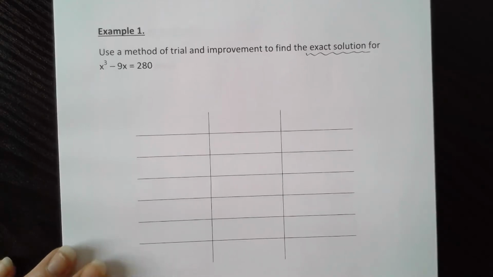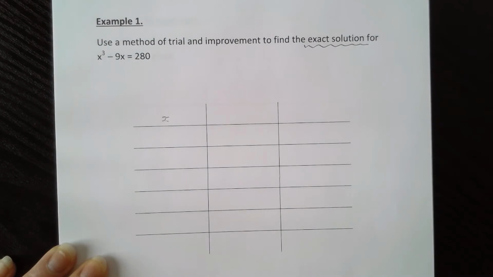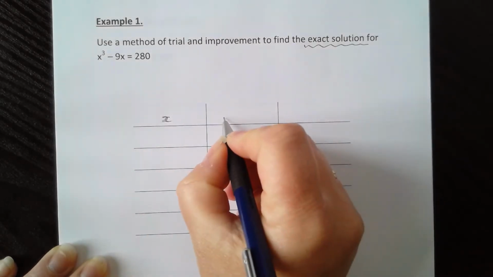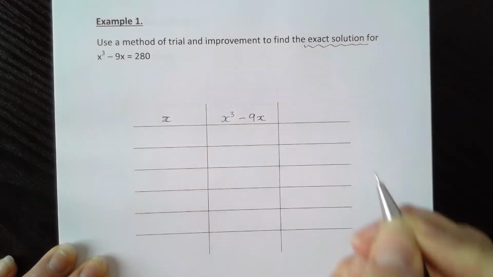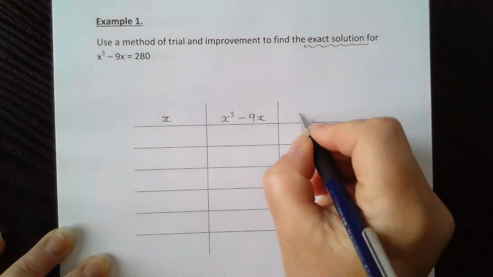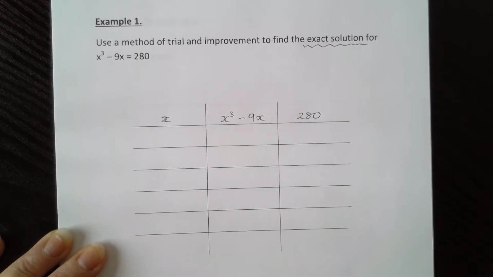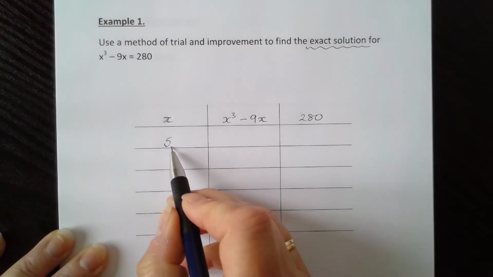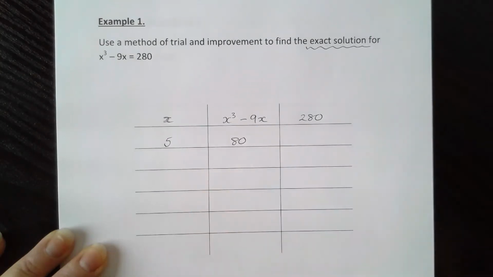So here is my table. I'm going to put my chosen values for x in the left hand column. Here I'm going to write in what those values give me in the expression x cubed minus 9x, and here I'm going to look at how they compare with what they need to be, which is 280. So I'm going to start with a value of 5. Substitute this value of 5 into here and I get 80, which is too low.